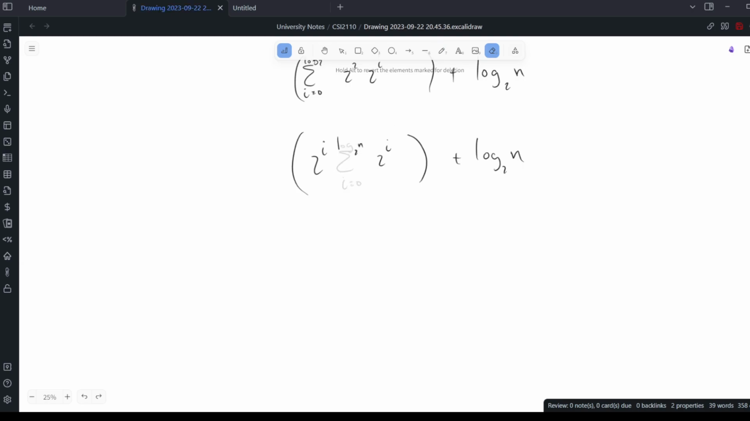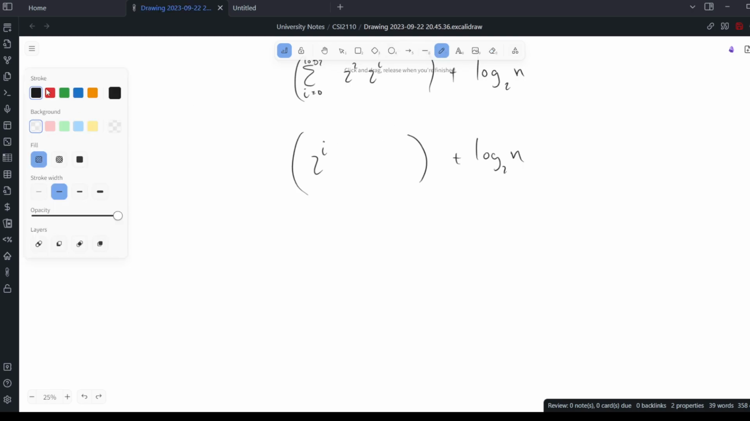So let me rewrite this bigger. Summation of 2^i, i equals 0 to log 2n. Does it look like something familiar to you? Maybe if I write it that way, 1 plus 2 plus 4 plus, and then we're going to reach, yeah. Maybe if I write it that way.